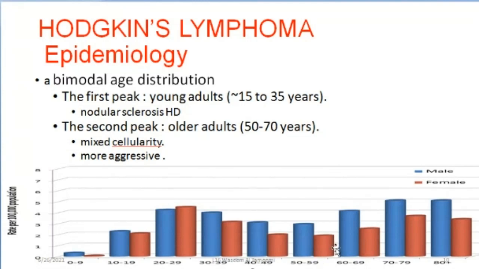The second peak is the presentation in older adults between 50 years up to 70 years. This is the second peak of high incidence of Hodgkin lymphoma. Histologically, it is characterized by mixed cellularity Hodgkin lymphoma in the histopathological classification. The prognosis usually is poorer than in young adult Hodgkin lymphoma. It has a more aggressive course and more resistance to treatment.